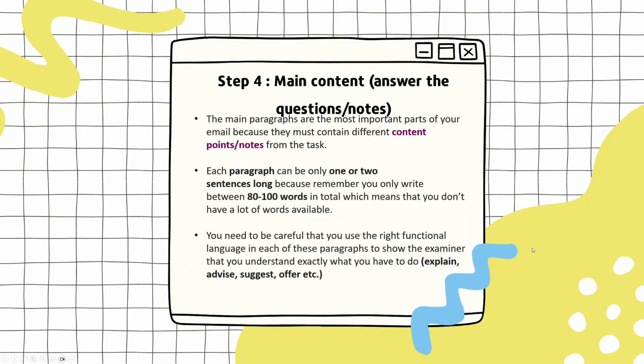Now, after you have done with the first paragraph, very simple, you say something like, "It's very good to hear from you again. I hope that you and your family are doing well." Then you move into the first main content.